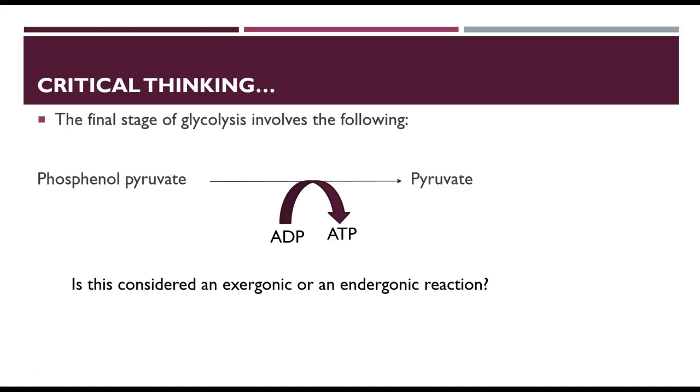Our critical thinking question involves glycolysis. The final stage of glycolysis involves the following: phosphoenolpyruvate converted to pyruvate with the addition of ADP to form ATP. So is this considered an exergonic or an endergonic reaction? In order to answer this question, you need to understand the difference between an exergonic and an endergonic reaction. So I'd encourage you to go back to those slides and make sure you understand the difference between the two so that you can answer this question.